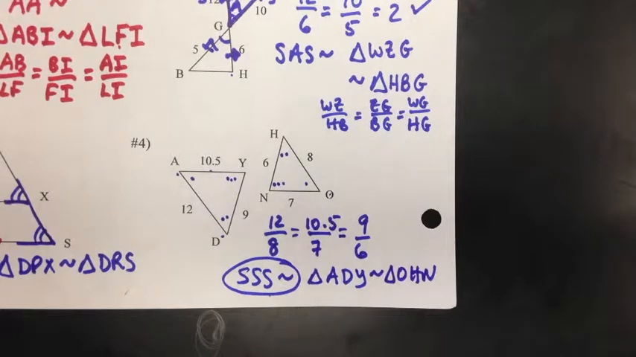Okay, so those are the 3 postulates: angle-angle similarity, side-angle-side similarity, and side-side-side similarity. That proves similar triangles, and that is the end of the notes.